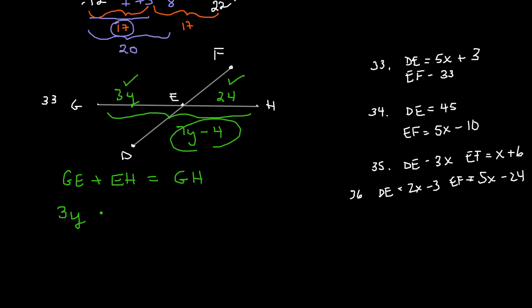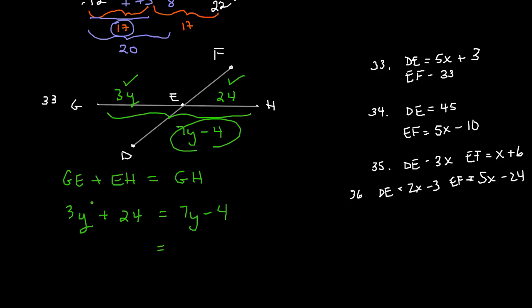EH is, let me just make sure I got this right. I'm looking at the wrong problem here. Okay, no, that's right. GE is 3y. GH is the total, so we'll put that over here at 7y minus 4. And EH is 24. So we have another equation to solve.